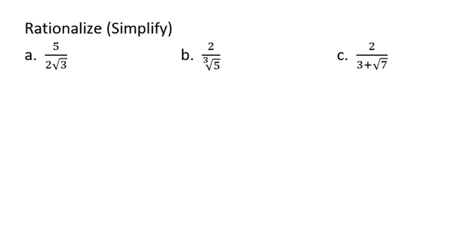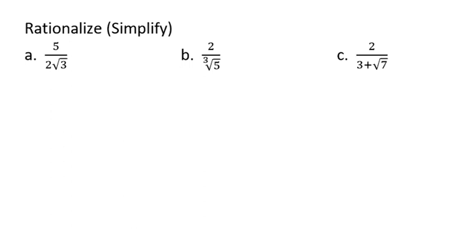In this video, we're going to be rationalizing radical expressions, specifically with radicals in the denominator. We need to rationalize these because you cannot leave a radical in a denominator. So if we look at example A, we see 5 divided by 2 times the square root of 3. The 2 is fine. It's the square root of 3 that can't be there.